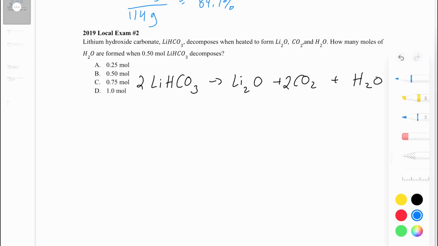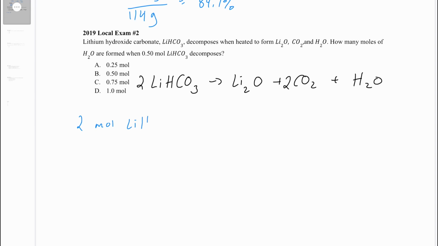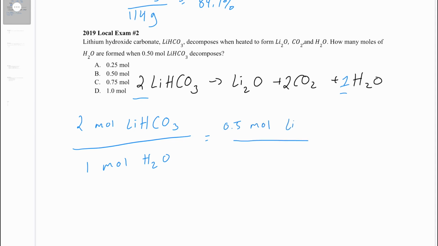Well, lithium hydroxide carbonate and water are in a 2-to-1 ratio. So for every 2 moles of lithium hydroxide carbonate that is decomposed, we're going to have 1 mole of water that's formed. This is coming from the stoichiometric ratio. Lithium hydroxide carbonate has a 2 in front of it, and water has an implied 1 in front of it. We know that 0.5 moles of lithium hydroxide carbonate is decomposed, so all we have to do is solve for x. Once you do, you'll realize that it's going to be 0.25 moles of water that's formed, and that is answer choice A.